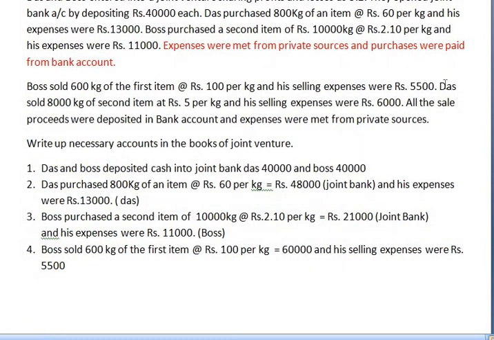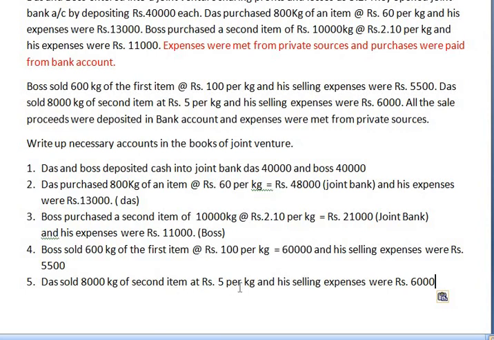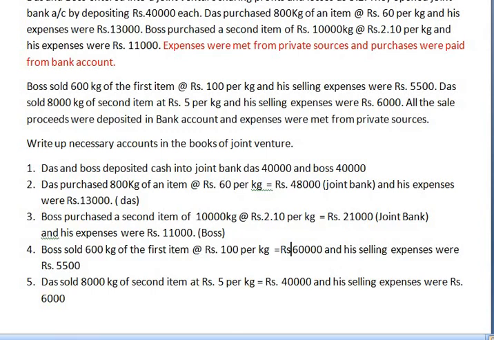And next, Das sold 800 kg of second item at rupees 5 per kg and his selling expenses were rupees 6,000. So this is the last transaction. So how much? 8,000 kg multiplied by 5, so 40,000 rupees. And his expenses were rupees 6,000.